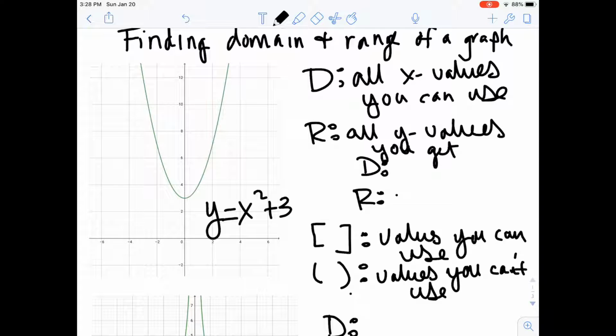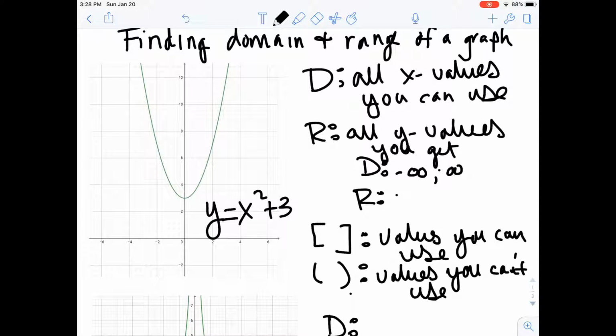So in this, your domain would be, remember, domain is all your x values. Since there's no x, positive or negative, that you can't use, you would say your domain is all real numbers, but another way to say that in notation form would be negative and positive infinity. So I'm going to put negative infinity. Let me redo that because that's a little too close. So negative infinity.